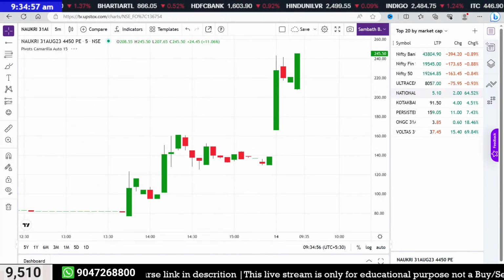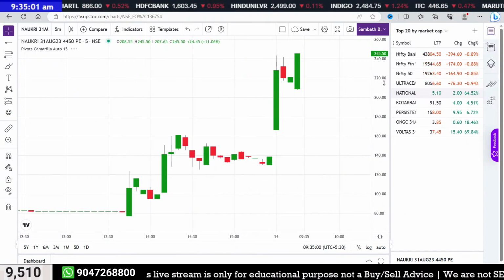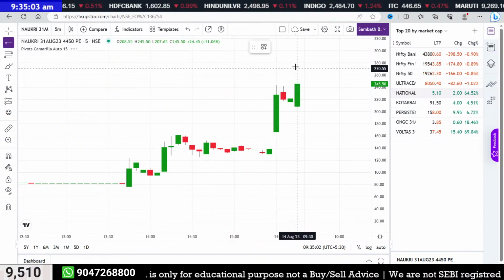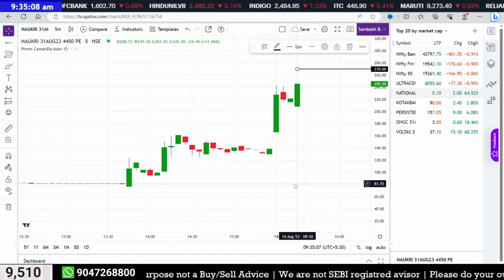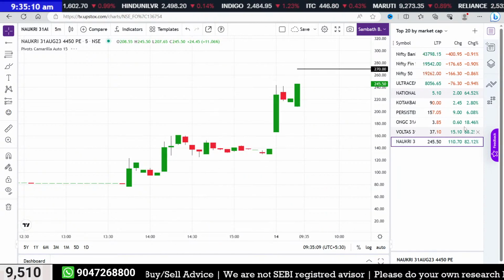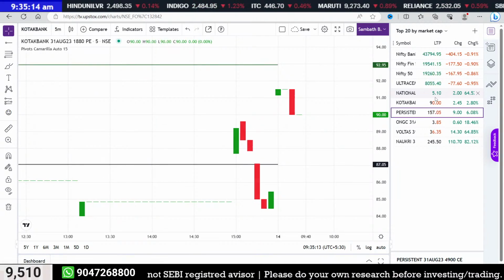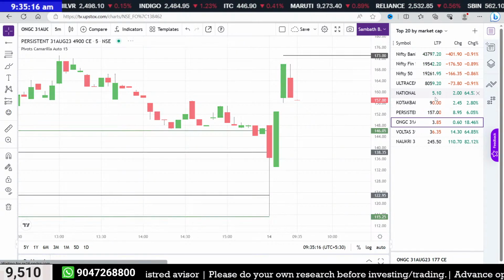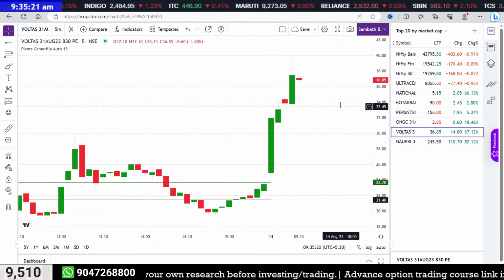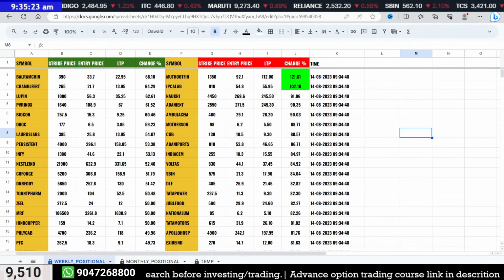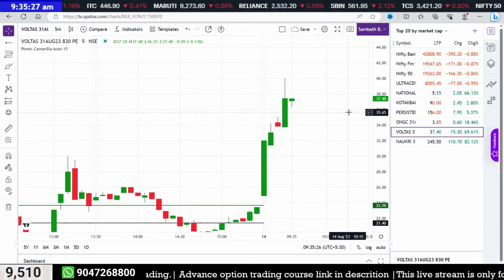It's happening. So 245, our breakout point is around Naukri 270, 269.6, maybe around 270. Maybe this is one more fresh breakout opportunity. Let me add National Aluminium above 6.2, Kotak Bank 92 above, Persistent 173, ONGC 4, and Voltas 40 plus. Where is the Voltas? Voltas 44.1.